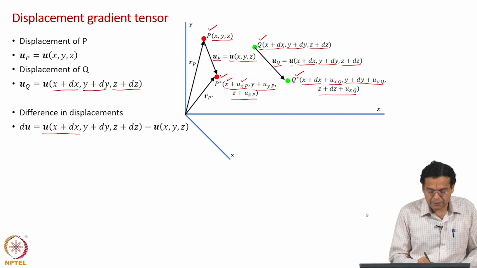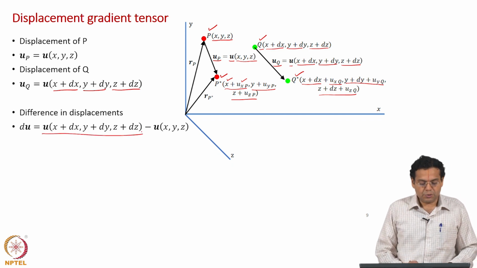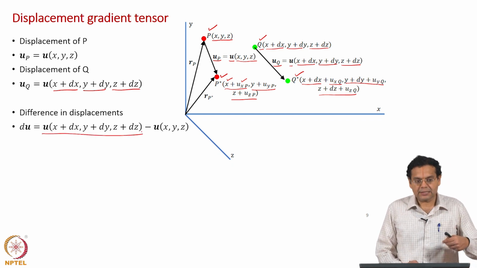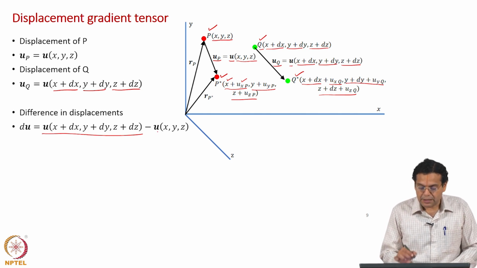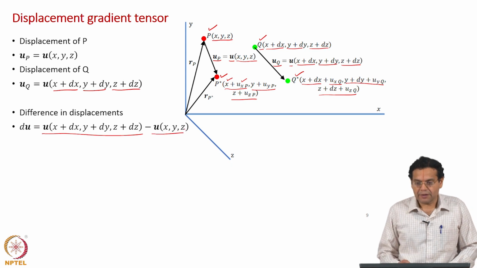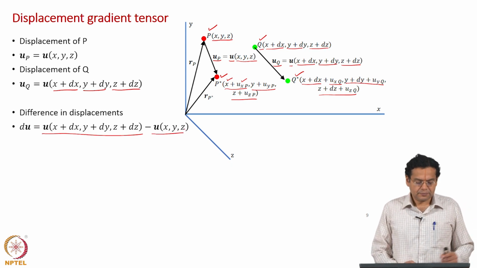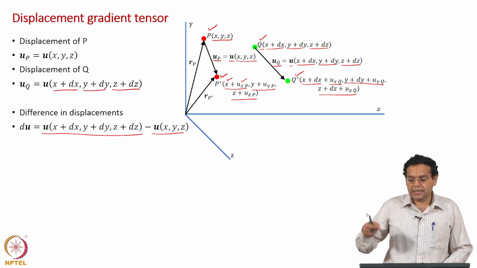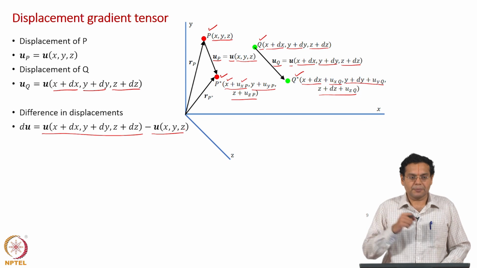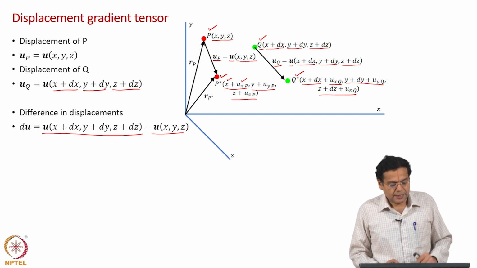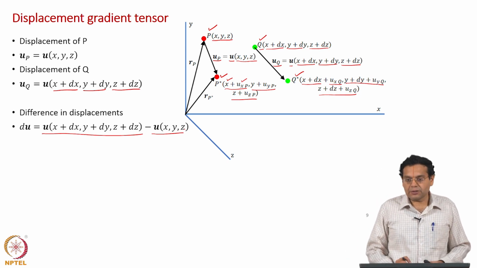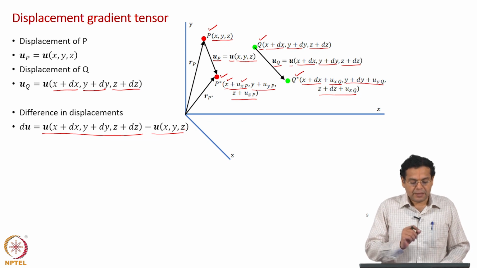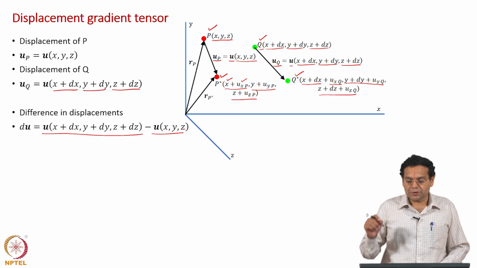Displacement of q is given by u evaluated at x plus dx, y plus dy, z plus dz, minus the displacement of p, which is u evaluated at x, y, z. What does this line tell you? The vectorial difference in displacement of q and p. Right now it is vectorial; we will go to the components shortly. Right now, the vectorial difference between the displacements of q and p.